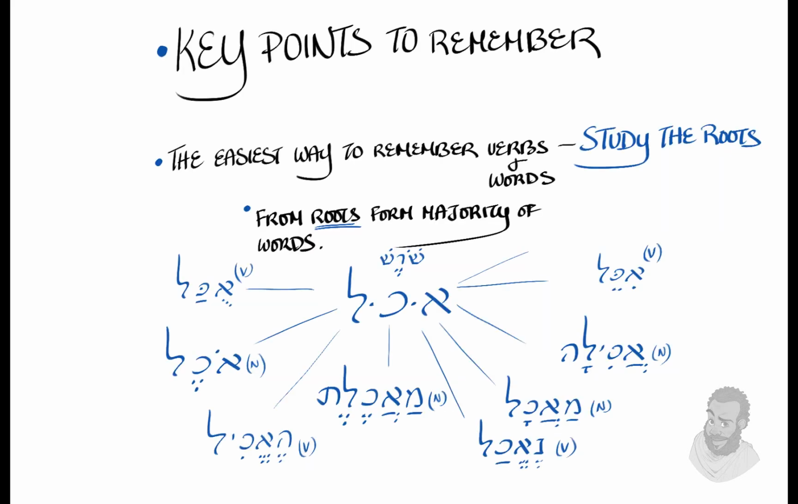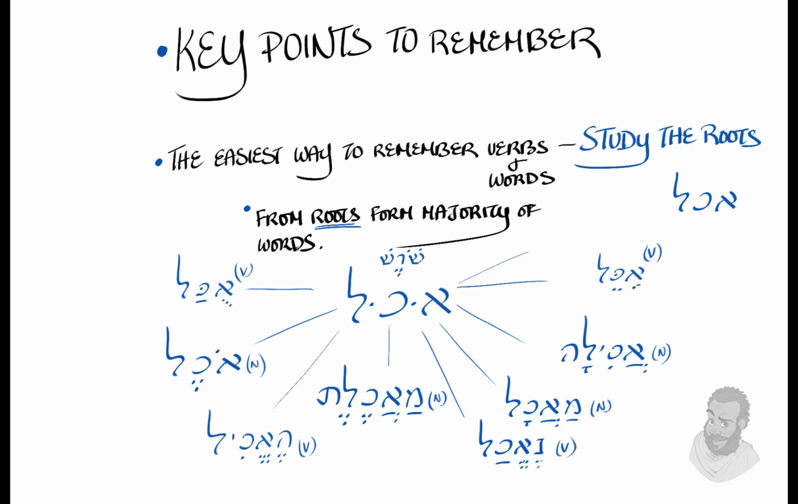Okay, let's see, great. Now, we have here Aleph, we have here Kaf, and then we have here Lamed. This is the root. Aleph, Kaf, Lamed is the root. From this root, which is Shoresh in Hebrew, come about many other words, okay? I have here in the parentheses what type of word it is, either if it be a verb or a noun. This is a verb.